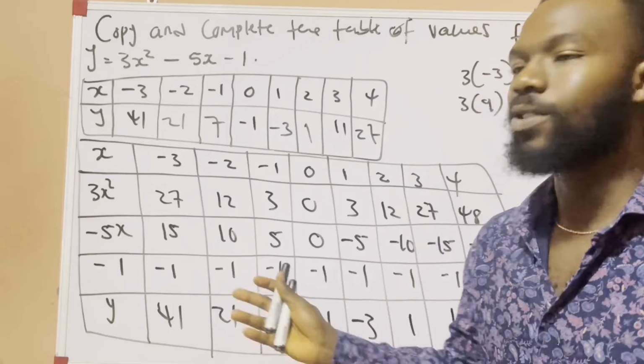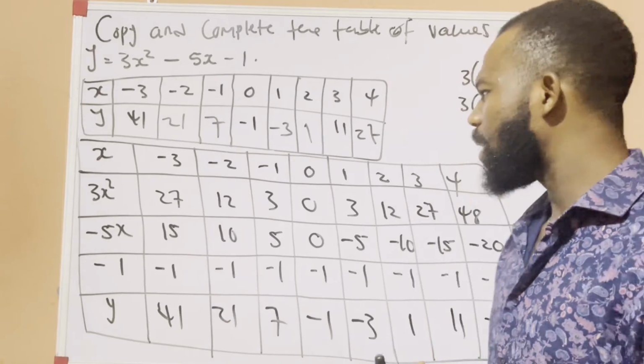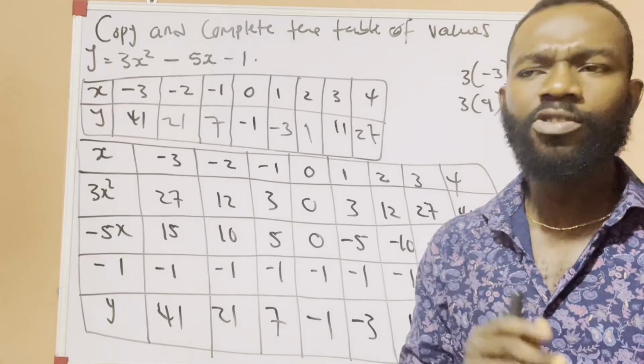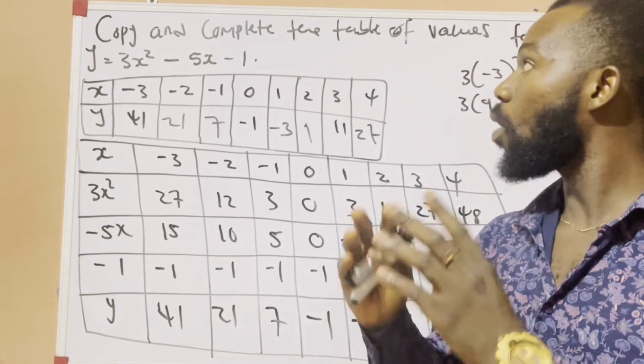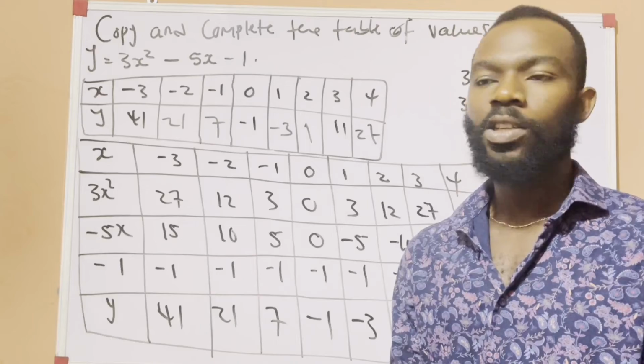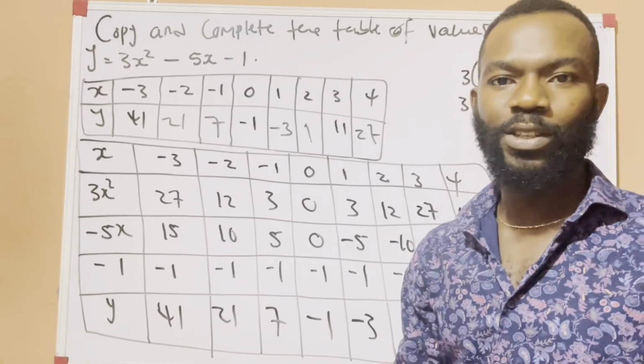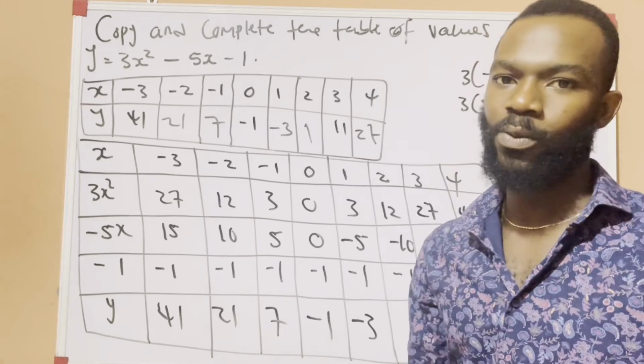So class, this is how you complete the table of values when trying to plot a quadratic equation graph. Class, I believe you understood perfectly what we did. And you can apply this method in trying to copy and complete an incomplete quadratic table that is given to you, and you will see how simple it works.